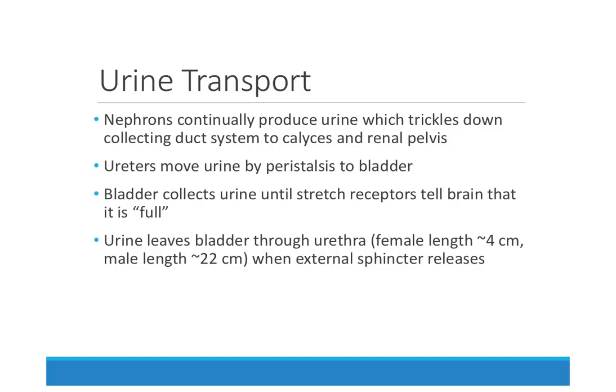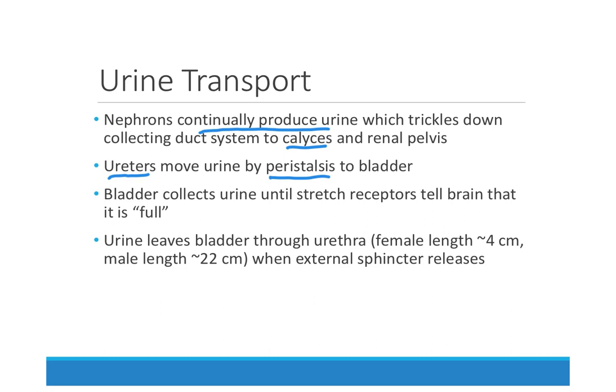The nephrons continually produce urine. You are always making urine, and it trickles down the collecting duct system to the renal pelvis. The calyx is the center, kind of the end of the collecting ducts. Then from the renal pelvis, the urine will move into the ureters, which connect to the bladder, and the ureters will squeeze the urine down by peristalsis, that same muscular contraction that moves food down your esophagus. The same thing is happening to move urine to your bladder.